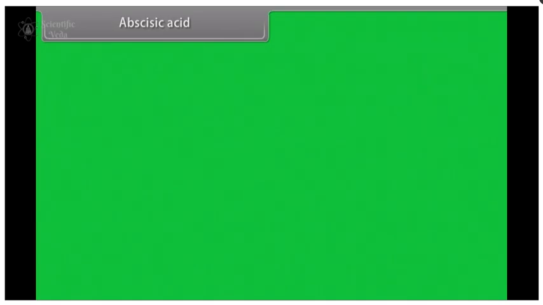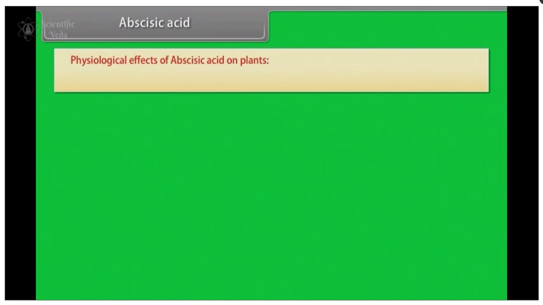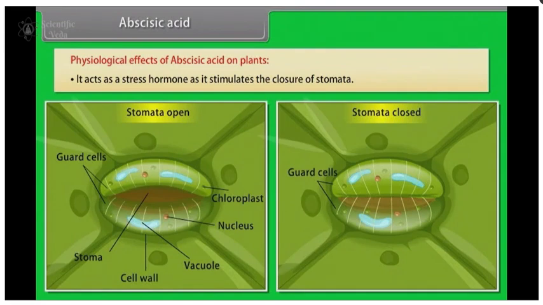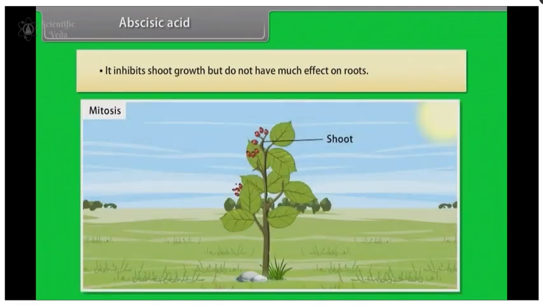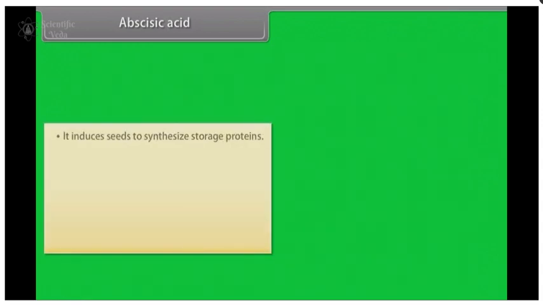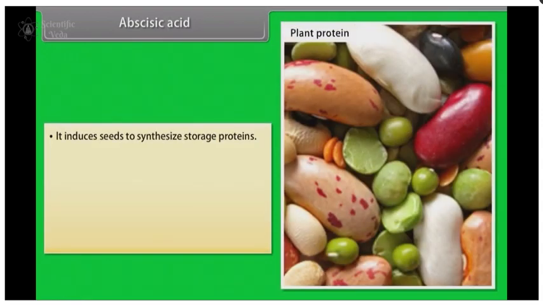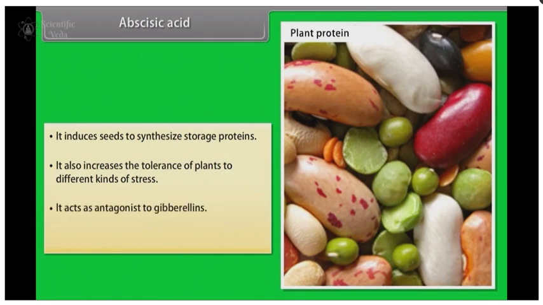Abscisic acid. Physiological effects of abscisic acid on plants. It acts as a stress hormone as it stimulates the closure of stomata. It inhibits shoot growth but does not have much effect on roots. It induces seeds to synthesize storage proteins. It also increases the tolerance of plants to different kinds of stress. It acts as an antagonist to gibberellins.